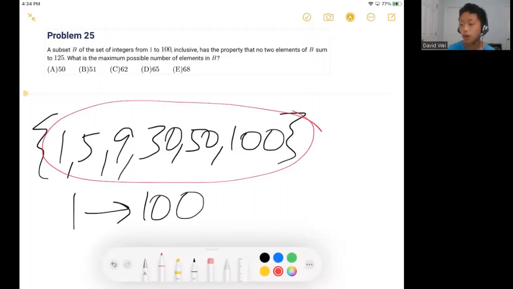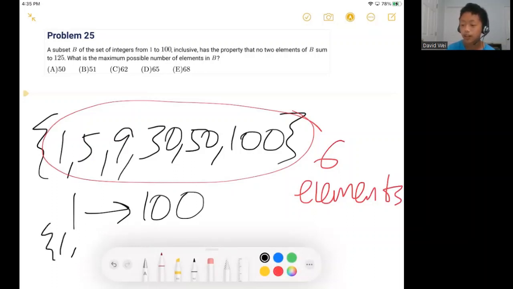So for example, this set works because no two of the numbers 1, 5, 9, 30, 50, 100 have a sum of 125. So this is a valid set. But the question wants us to find the largest possible set that we can make with these rules, because clearly we can do better. In this case, we have 6 elements, but clearly we can do better than 6.